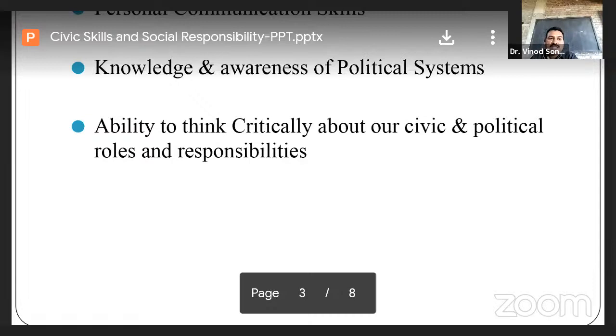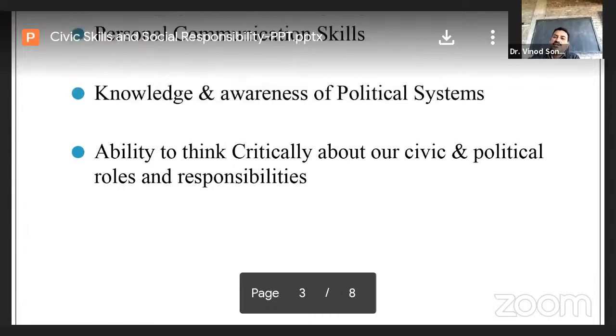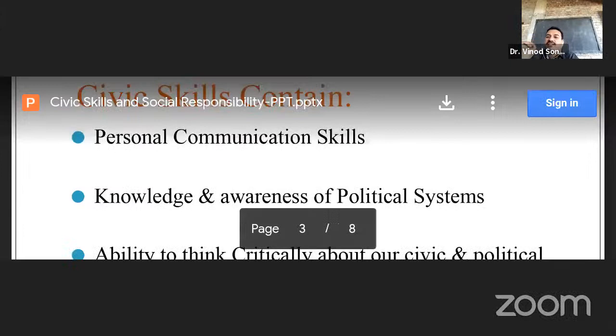We should not think of the caste of the candidate. We should not think of his religion. We should think critically when we are voting. Without this ability, I think we will not participate properly in this political system, and we cannot become great voters and great citizens, and we cannot elect the correct person, the correct leader for us. So friends, these are the three things contained in the civic skills.